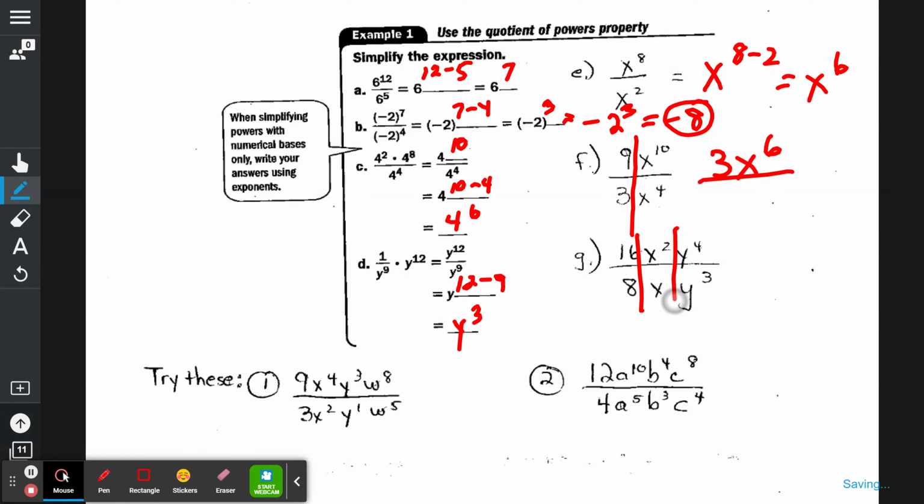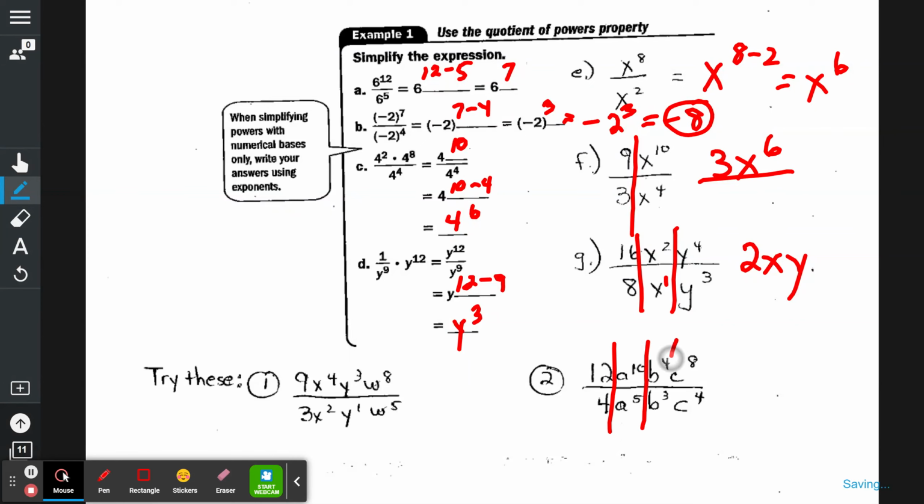Again, here, you can draw lines when you have a fraction so it doesn't look as intimidating. 16 over 8 is 2. X squared over x to the first is x to the 2 minus 1, which is x to the first. Y to the 4th over y cubed just becomes y. So I took a problem that looked a little complicated and made it into 3 really simple problems. So let's do the same thing with this one.